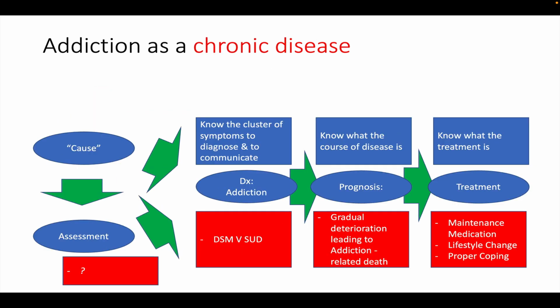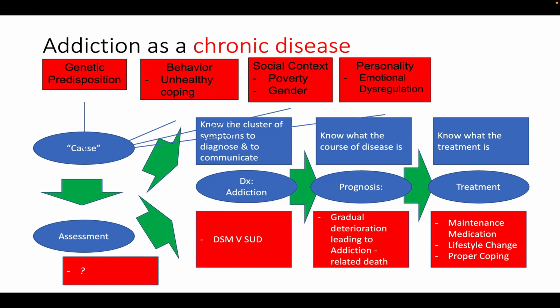Now look at how we focus this when it comes to addiction as a chronic disease. We can look at the cause being genetic predisposition. Then we assess, which is what we're going to be learning about in class today, the known clusters of symptoms to diagnose and to communicate, which can be health-related, obligations. Those are going to be those substance use criteria, which we'll learn about in a few slides.